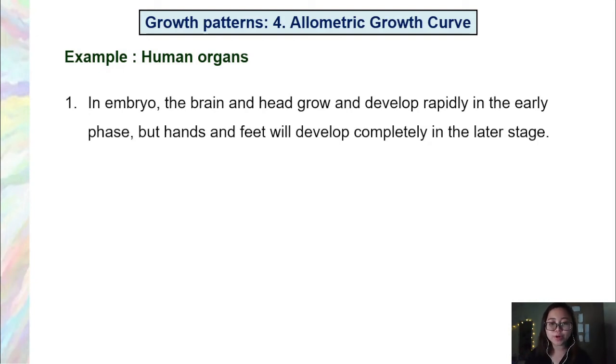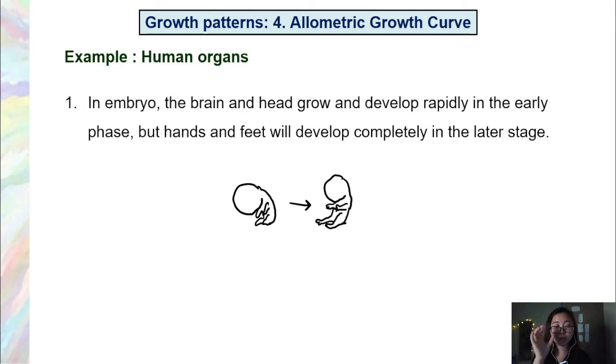In the embryo, the brain and the head will grow and develop rapidly in the early phase, but the hands and feet will develop completely in the later stage. So means, pada awal masa kamu baru embryo yang sangat kecil, kepala dengan otak membesar duluan. Kadar tumbesaran untuk tangan dan kaki pada permulaan pregnancy adalah perlahan.